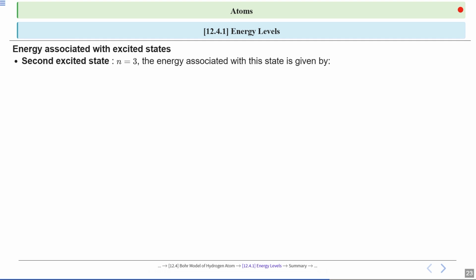Now let's consider the second excited state of the hydrogen atom. This is when the principal quantum number n equals 3. Remember, n tells us which energy level the electron is in, with n equal to 1 being the ground state. The energy for each state depends on the value of n. Here is the formula for the energy of the third level, or n equal to 3: E3 equals negative 13.6 divided by 3 squared, which gives us negative 1.51 electron volts.